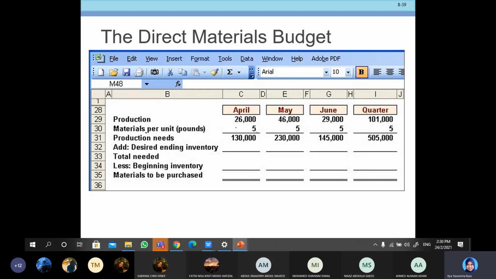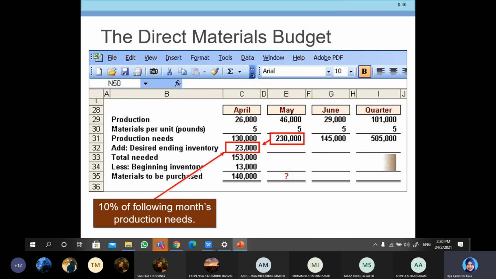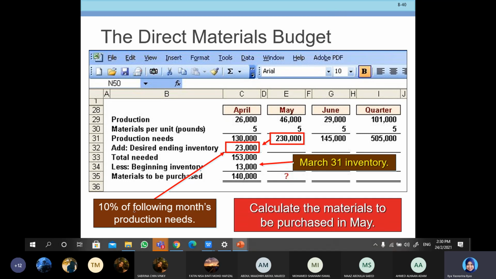Then we count the ending inventory. How do we get this 23,000? Because it's 10% of the following month's production needs. Then 10% from 230,000, so we get 23,000. So if anything happens next month, at least we can produce using this 23,000 of material.